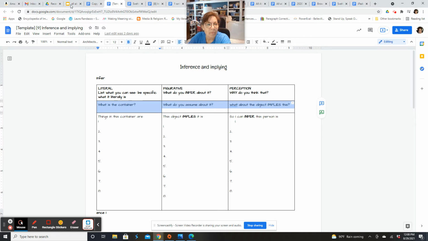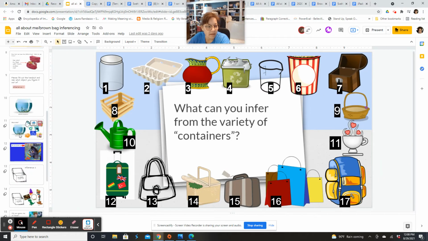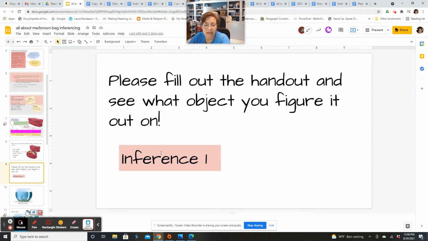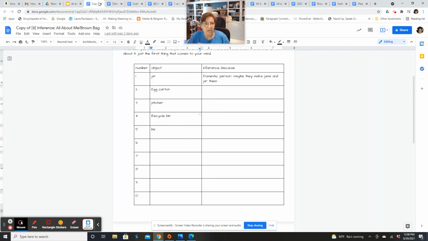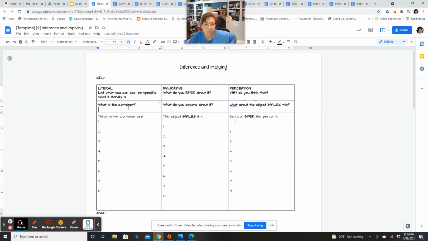Okay, so for instance, on the inferencing work that we have here, right? Okay, we're going to look at inferencing number 1. So this says inference number 1. So now what we're going to do is we're going to look at the first picture. Okay, so what is this? Literally, it's a fishbowl. So that's what we're going to put here: fishbowl. Okay, so what do you assume about that fishbowl?